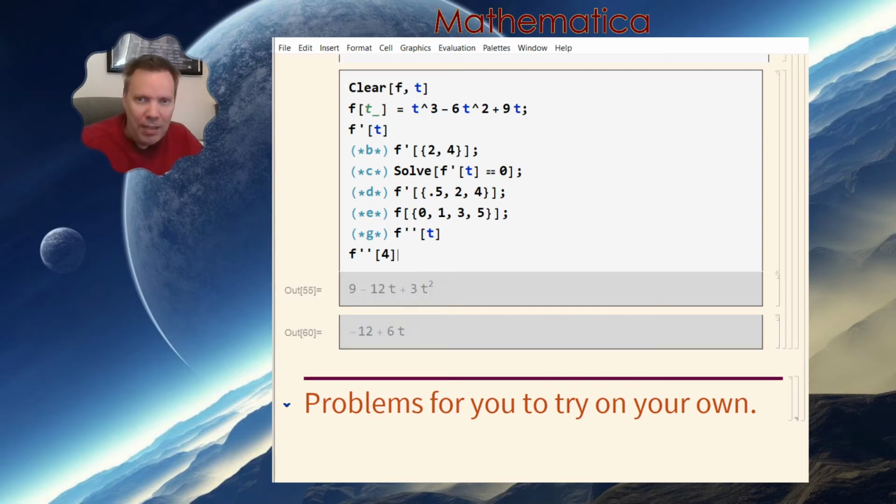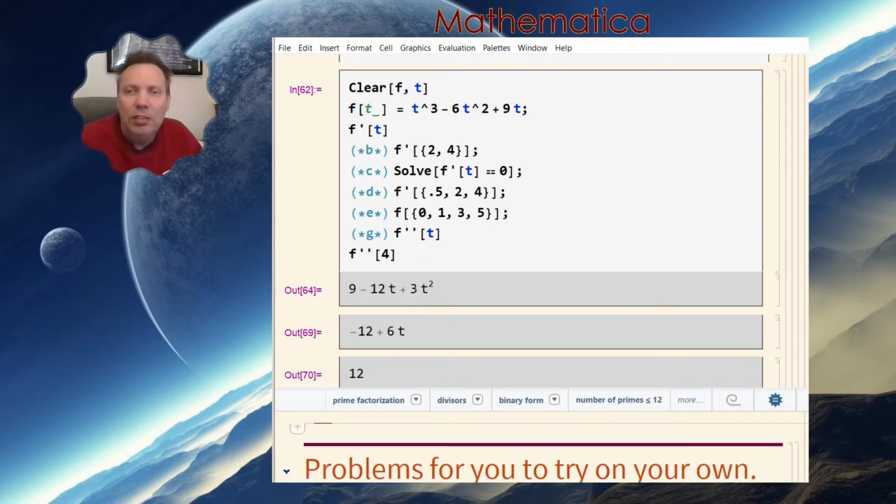So let me bring back my last little calculation here. It winds up to be 12. Now, what are the units for the second derivative? Well, the units for the first derivative is meters per second, because we're going to divide by the time unit. Meters per second, if I divide that by a time unit to get to the second derivative, it's meters per second squared. So that's what part G is.